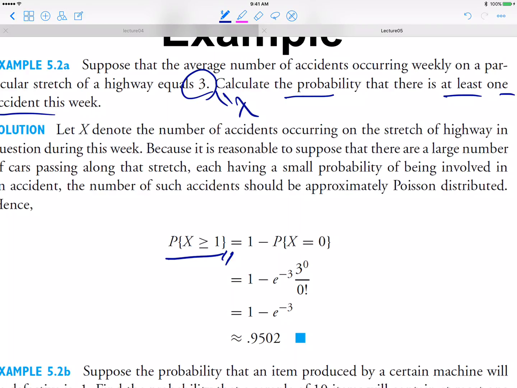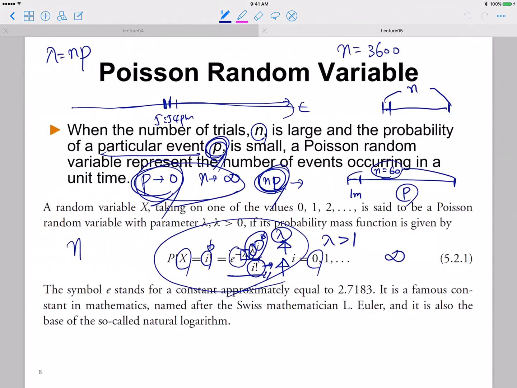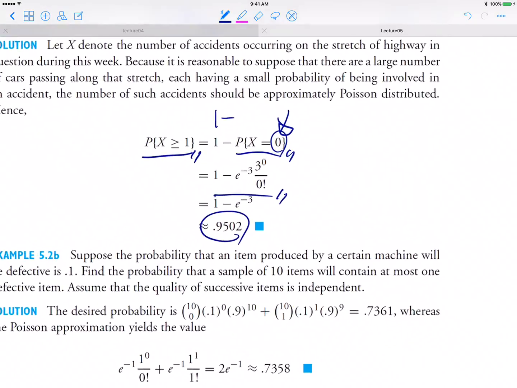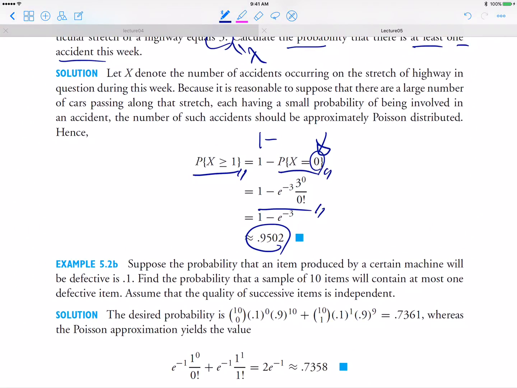It can be conveniently computed as 1 minus this guy, because this is the only remaining case. We can just plug 0 into the probability mass function that we learned here. Lambda was 3 in this case, and then we can easily plug in the value 0 and compute this probability. And let's look at the next example.